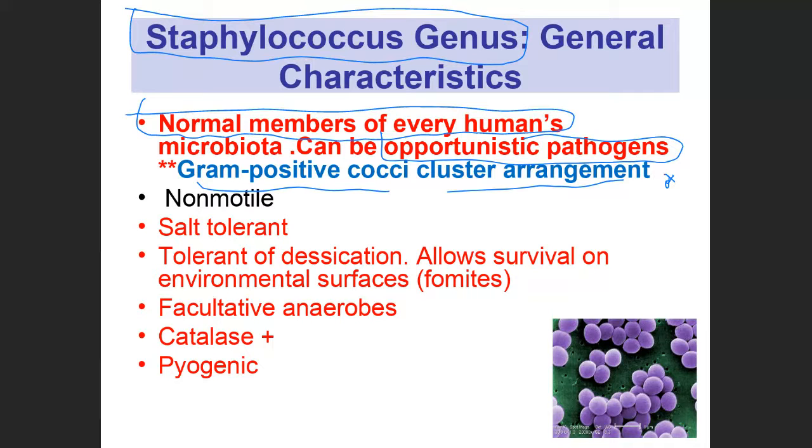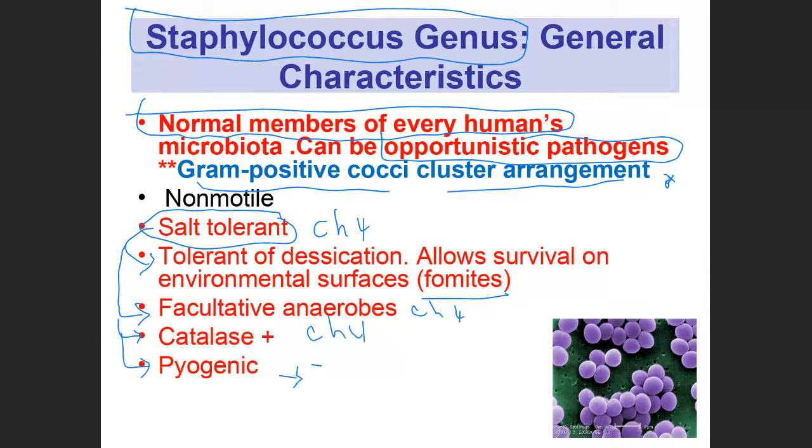They're non-motile. We have talked about these in chapter 4, that this was a genus that was halotolerant. They tolerate salt, which also means they tolerate dry environments, which allows them to survive in fomites, which is part of their pathogenicity. They're facultative anaerobes. We mentioned these in chapter 4 also. They're catalase positive. We mentioned this in chapter 4 also. They're pyogenic, meaning they cause pus.